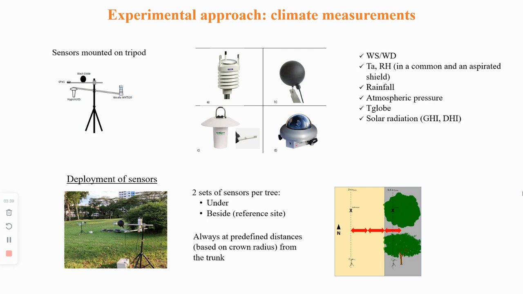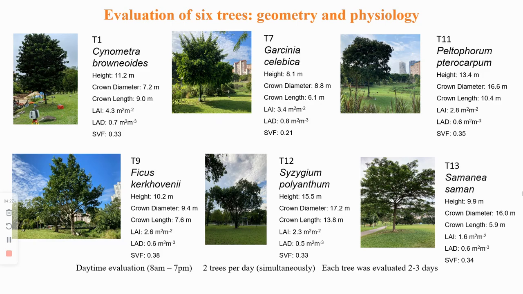For the climate measurements, we had 2 tripod-based instrument ensembles. Both used a Vaisala, which gives 2D wind speed and direction, temperature, humidity, and rainfall. We had a globe thermometer to get input for MRT. For the one beside the tree, we put another temperature sensor in an aspirated shield to make sure we were rejecting the impact of shortwave radiation. The measurements were done under the tree, half a crown radius away, and outside at 2.5. And then we had the global horizontal and the diffuse horizontal radiation.